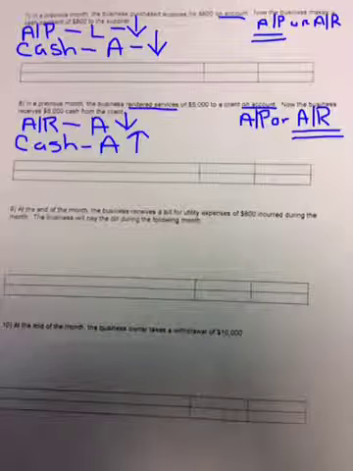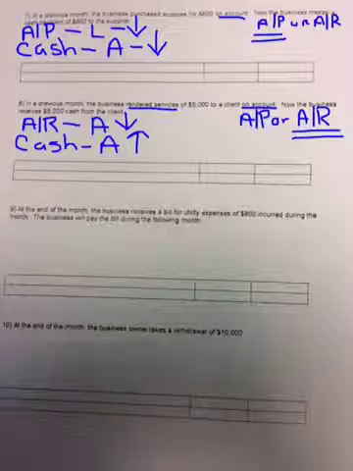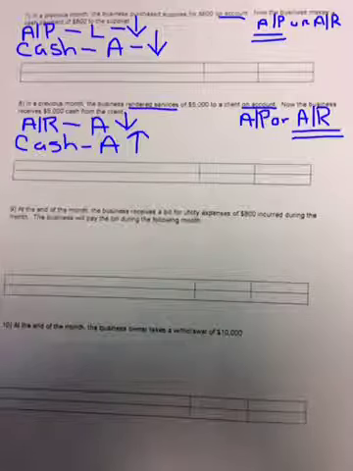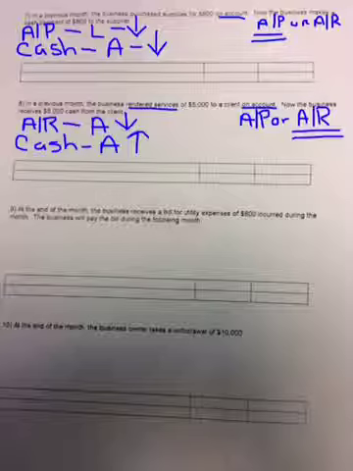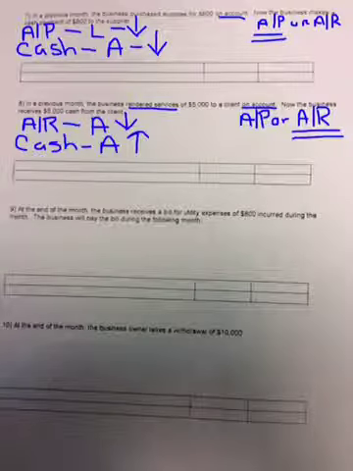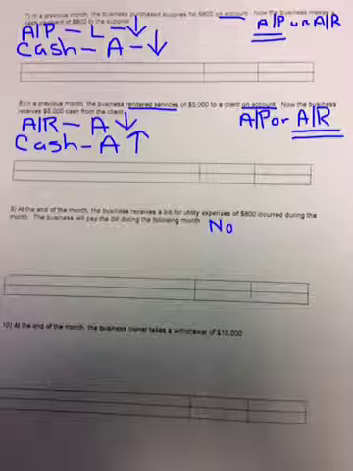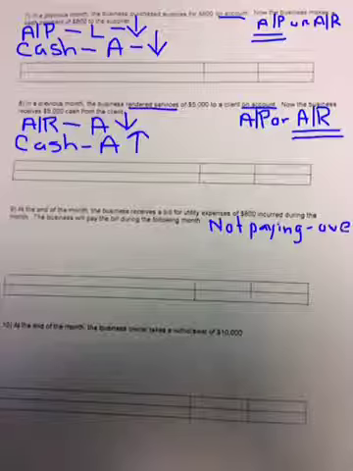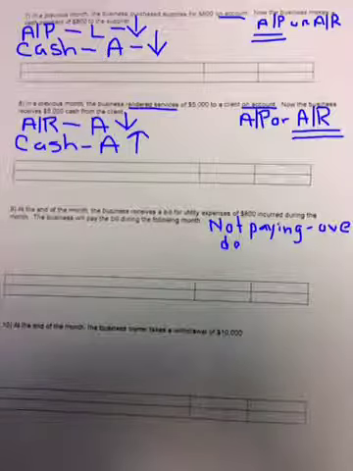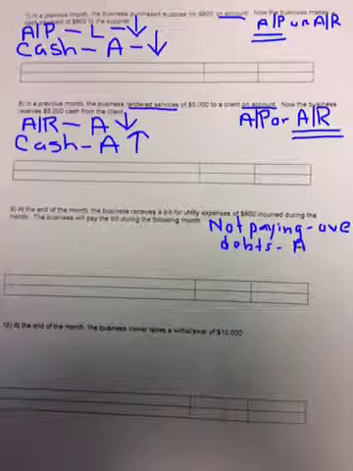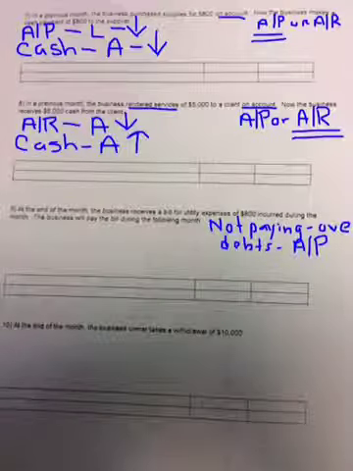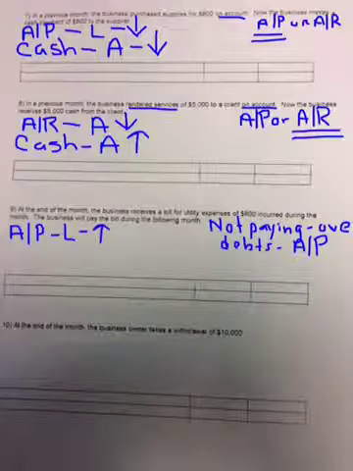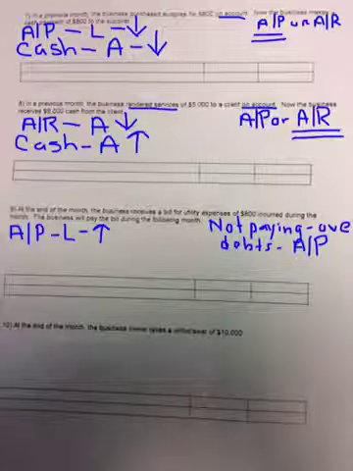For number 9, at the end of the month, the business receives a bill for utility expenses of $800 incurred during the month, but the business will pay the bill during the following month. What this means is that we are not paying it right now. So if we don't pay it right now, we still owe this. And things that we have that we owe, our debts, are going to be part of that accounts payable. So when we look at this, we will have that accounts payable. It is a liability. This liability account will be increasing because we owe more money.